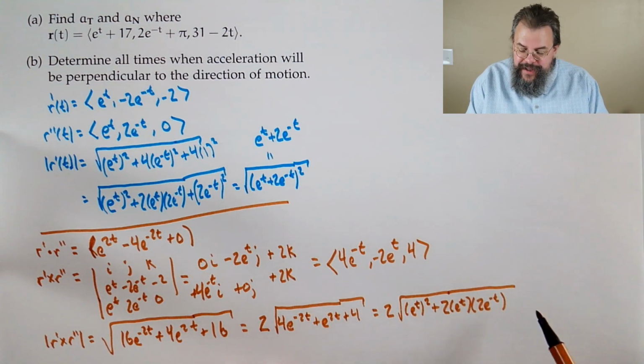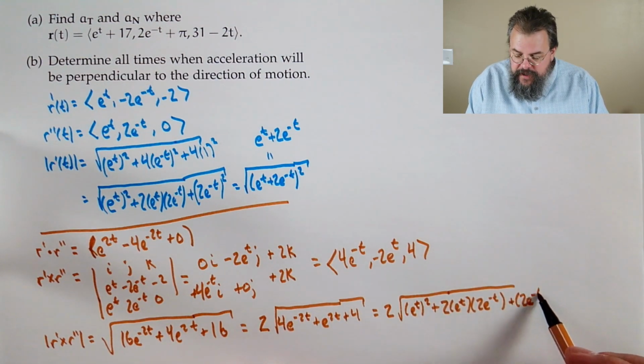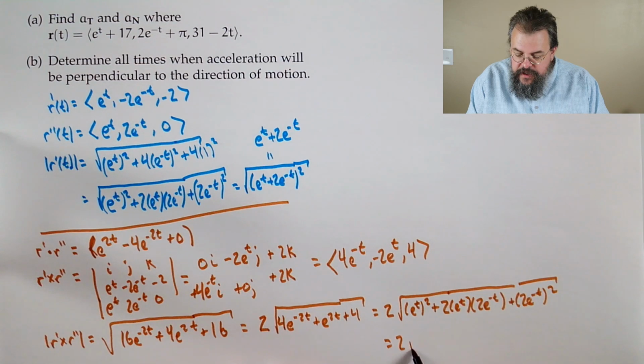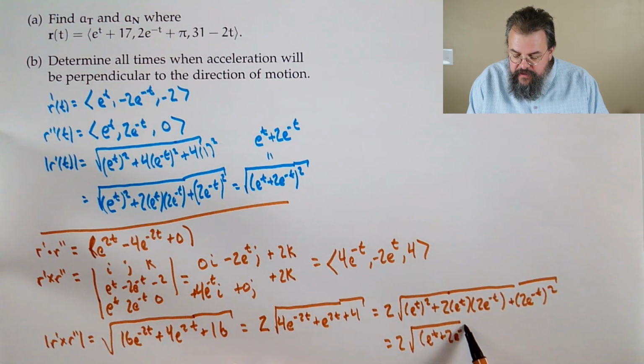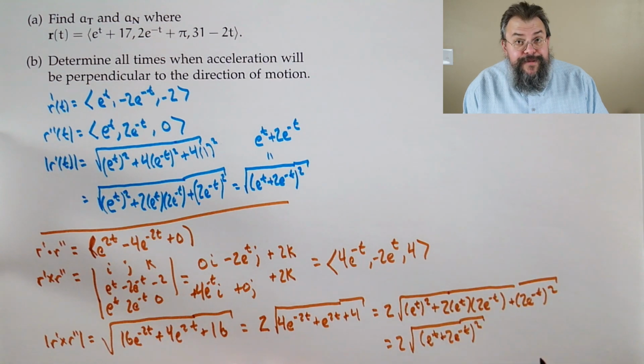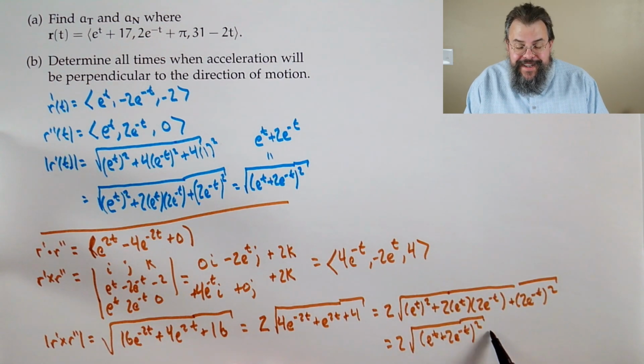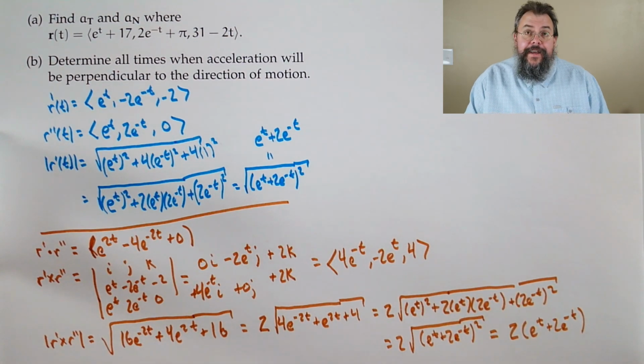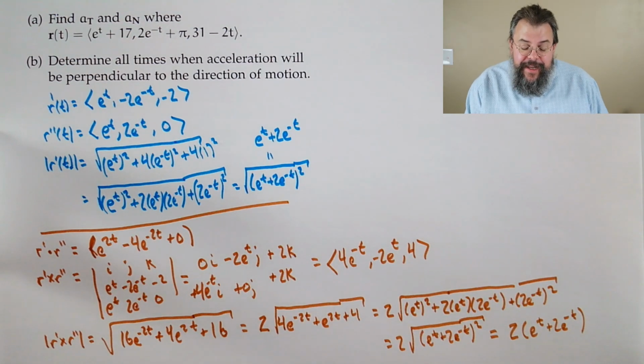Where are you going with this? And this would be 2e to the minus t squared. Which gets us to, this is really 2 times the square root of e to the t plus 2e to the minus t squared. You're like, oh, I'm getting some deja vu. You should be. So that's 2 times e to the t plus 2e to the minus t. And now you're like, that sounds a lot like the magnitude of r prime.